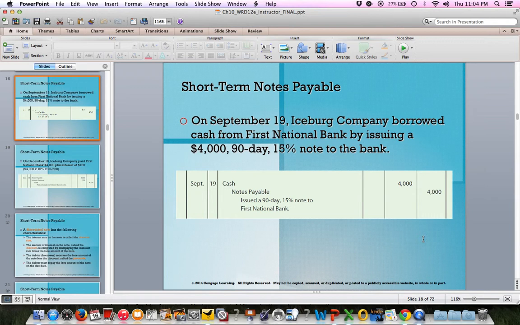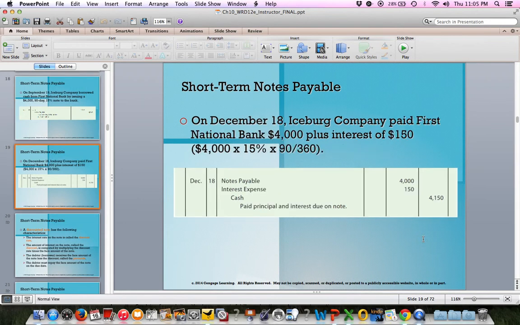You can see when that happens, the bank gives them the money, puts it in their account, debit cash for $4,000, credit note payable for $4,000, and now we've set up the payable. The liability now exists. Then we go ahead and make the payment in 90 days, December 18th. And so again, 4,000 times 15% interest times 90 over 360. Debit the liability, debit interest expense for $150, credit cash.